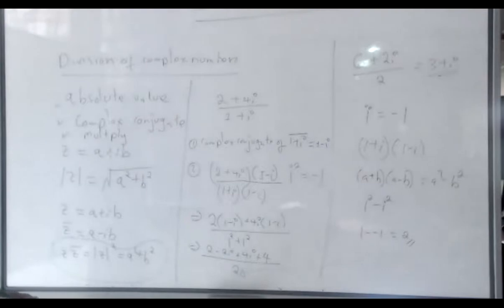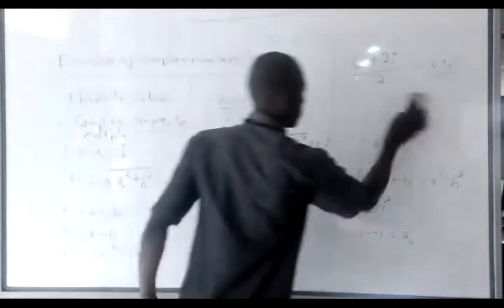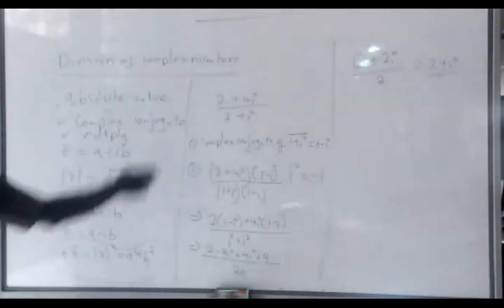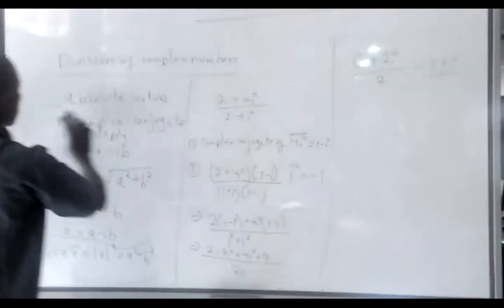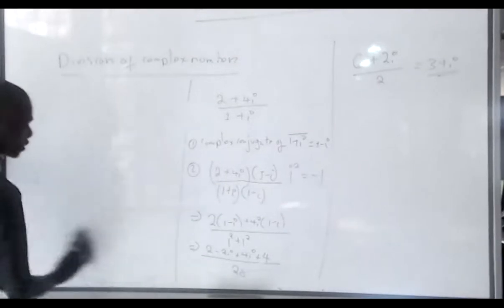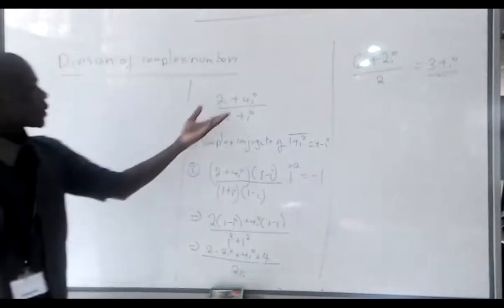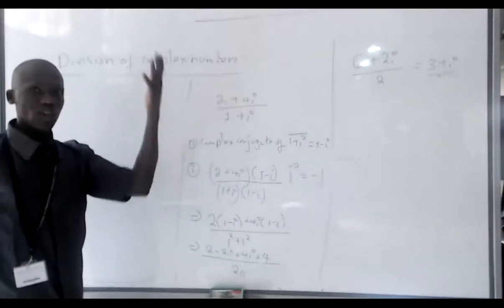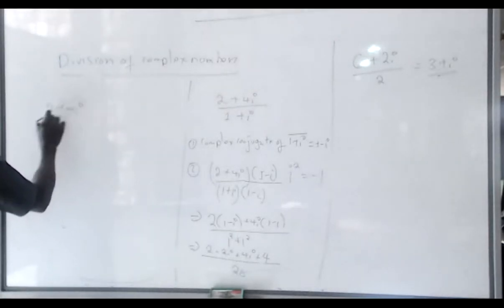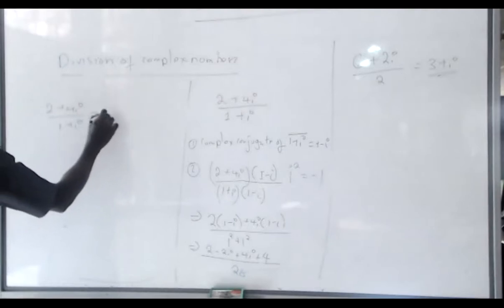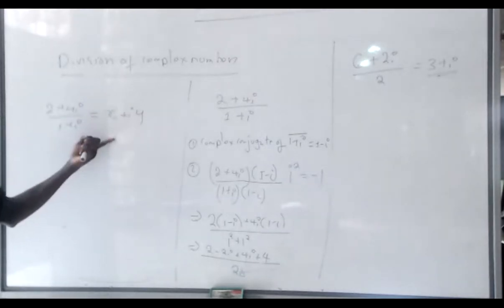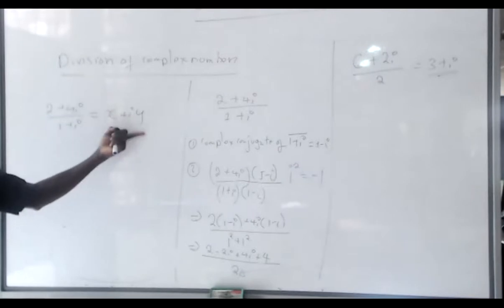There's another method I gave you, which you can still use to do division, but you are required to know how to solve simultaneous equations. So let us try to approach this same problem, but now using the other method. And the argument is this: we expect that when you divide two complex numbers, we will get another complex number. So straight away, let 2 plus 4i divided by 1 plus i be x plus iy. It will be another complex number. So x is a real number, y is a real number.